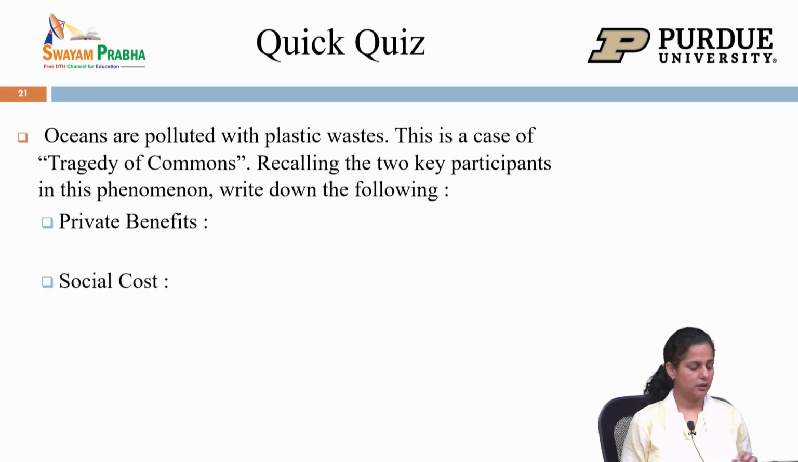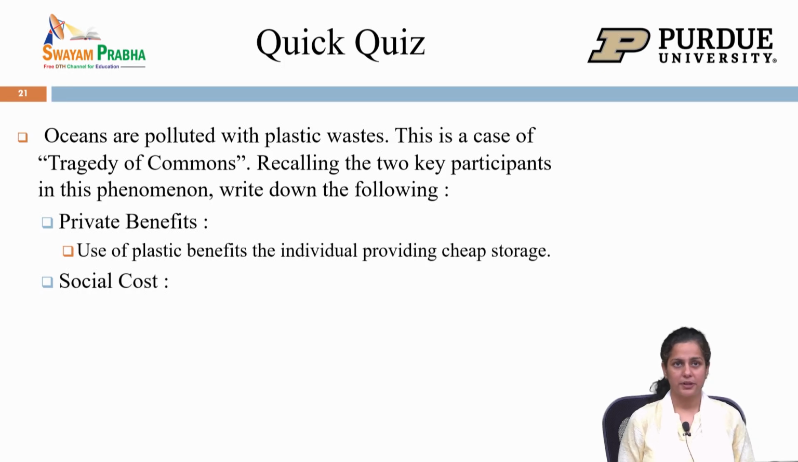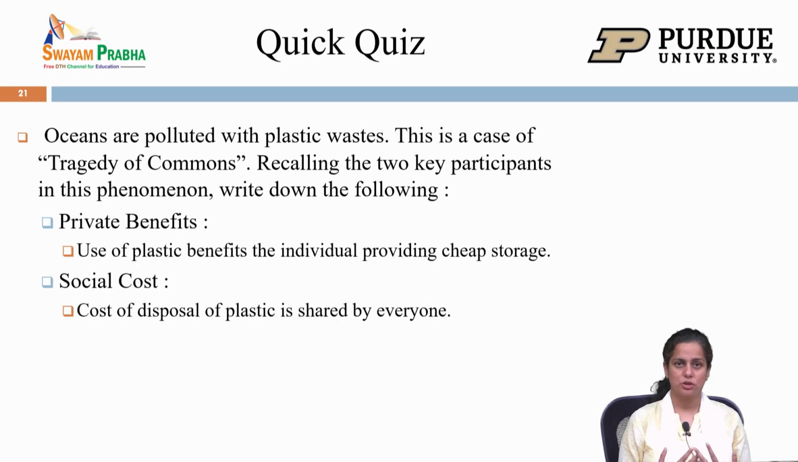Okay. So let's go to the private benefits. The use of plastic benefits the individual that is using it, and it provides them cheap storage. Every individual is using it and it is providing them cheap storage. That is the privatization of benefits. But the cost is distributed amongst different people. The cost of disposal of plastic is shared by everyone, because it is going into rivers, oceans, and landfills, and whatever negative externalities are happening, they are shared by everyone in the system. So this is a classic case of tragedy of commons.